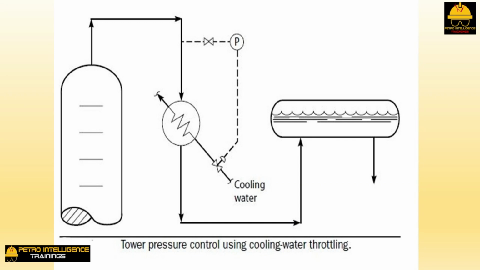The oldest, most direct method of pressure control is throttling on the cooling water supply. This scheme is shown in the picture. Closing the water valve to the tube side of the condenser increases the condenser outlet temperature. This makes the reflux drum hotter. The hotter liquid in the reflux drum creates a higher vapor pressure. The higher pressure in the reflux drum increases the pressure in the tower. The tower pressure is the pressure in the reflux drum plus the pressure drop through the condenser.